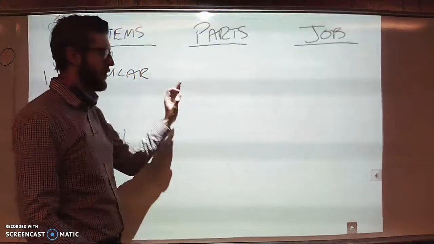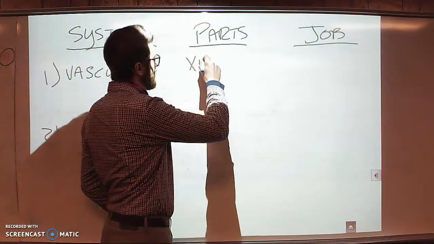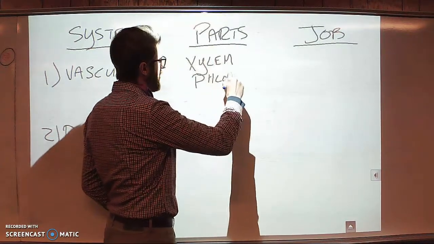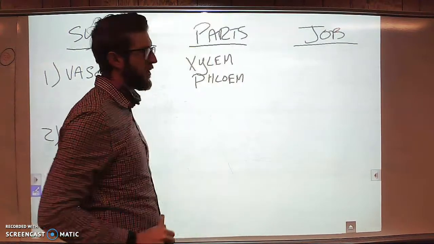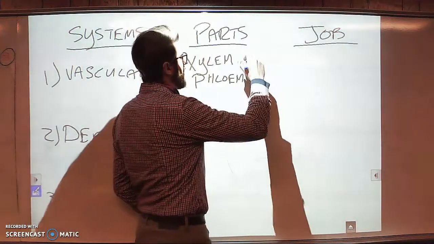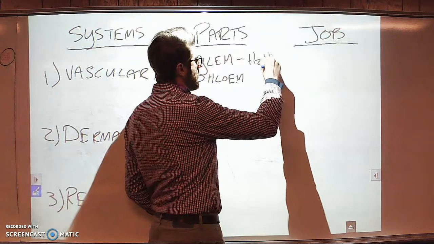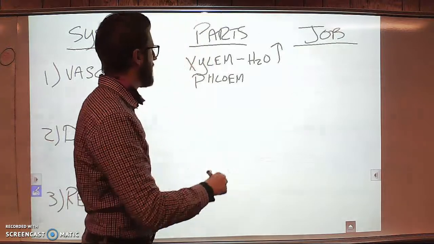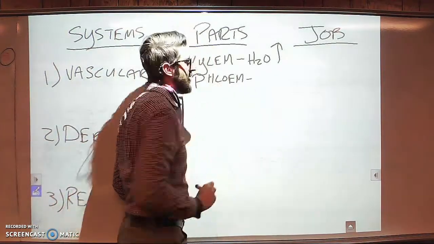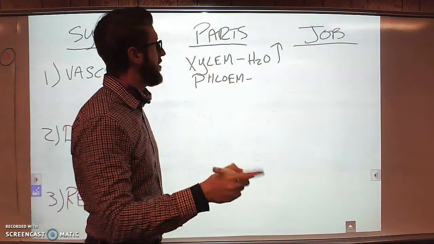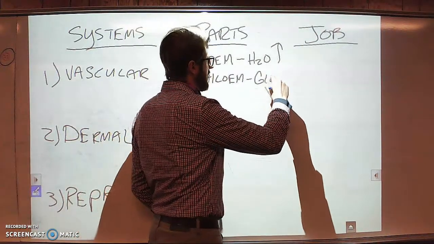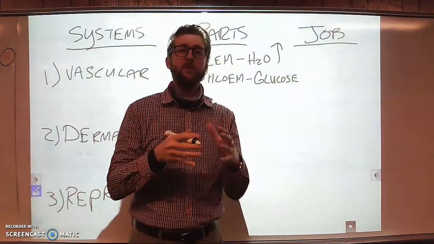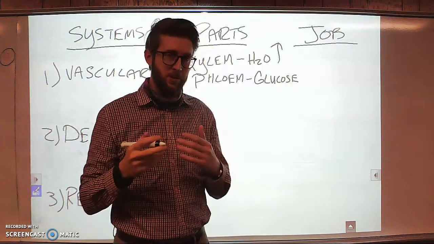The vascular system is made up of parts called xylem and phloem. Now, xylem is a tissue that transports water up from the roots to the very top of the plant. And phloem is a tissue that carries glucose from the leaves where photosynthesis happens, because that's where glucose is made.